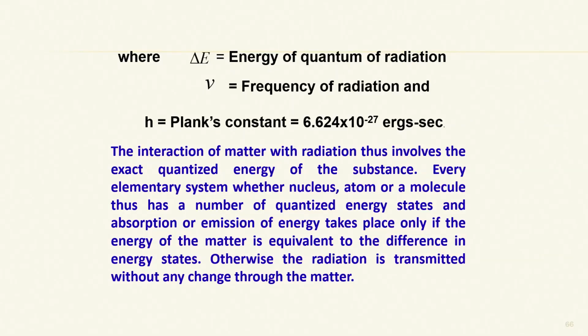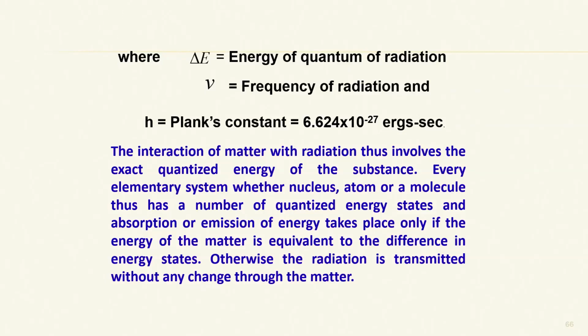and nu is the frequency of radiation, h is in ergs seconds, that is 6.624 into 10 raised to minus 27 ergs second. So, the interaction of matter with radiation thus involves the exact quantized energy of the substance. Why? Because all the energy of the electromagnetic radiation is also quantized.